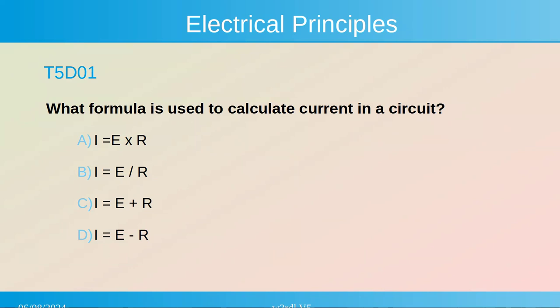All right, one more try. How do you calculate current? Well, that'd be A, E times R. Let me see, E, yeah, E times R.